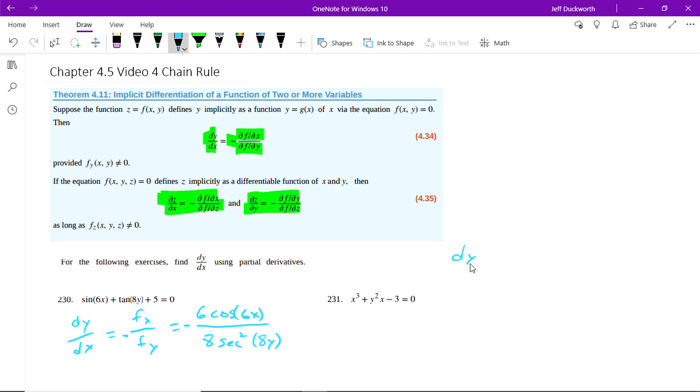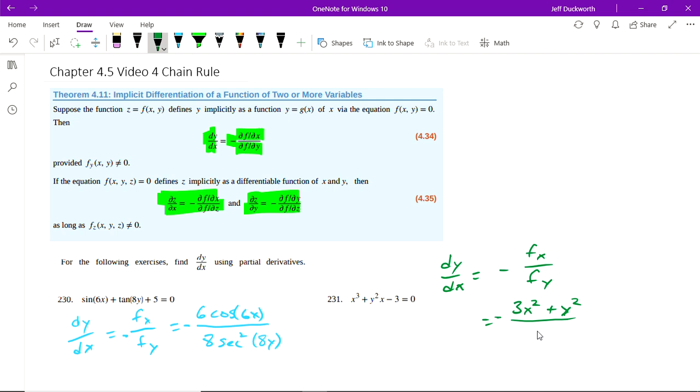So dy, and let's do a different color here. dy dx is equal to negative fx, so derivative of f with respect to x, and derivative of f with respect to y. All right, with respect to x, we get 3x squared plus y squared, because the y squared is a constant, and we just have x. Derivative of x is 1. Derivative of negative 3 is 0, so we're good on the numerator. We've got it all negative here.